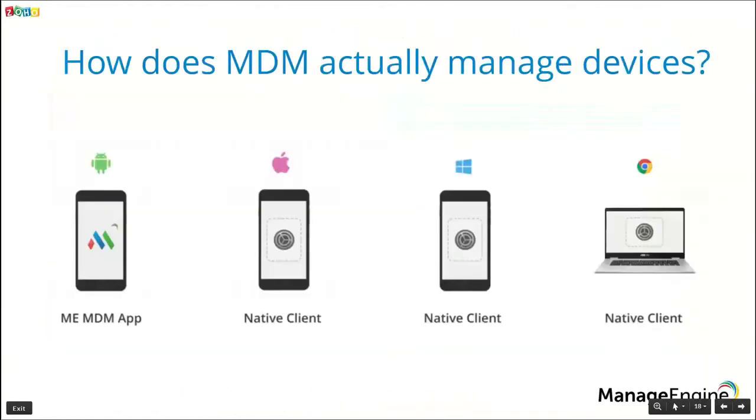So how exactly does MDM manage the devices? In case of Android, the MDM mobile application will be installed on the device and that acts as the management tool. Whereas on the other OS devices like iOS, Windows and Chrome devices, there already is a device management capability on such devices. So MDM makes use of those management capabilities and leverages them to manage the devices using the native client itself.